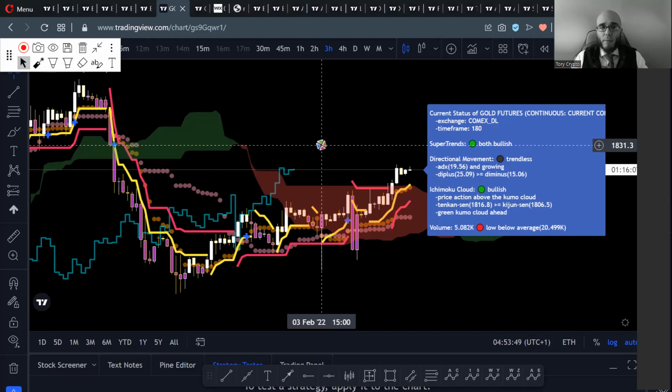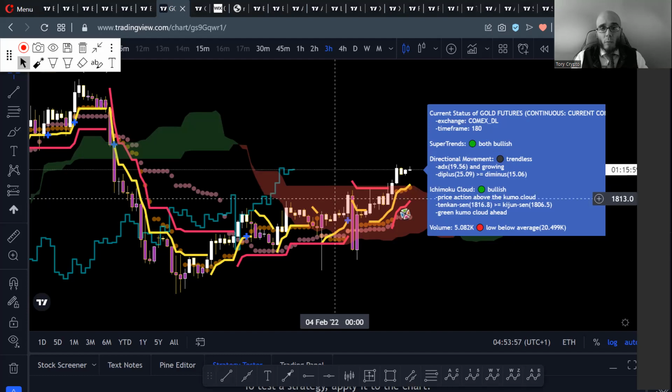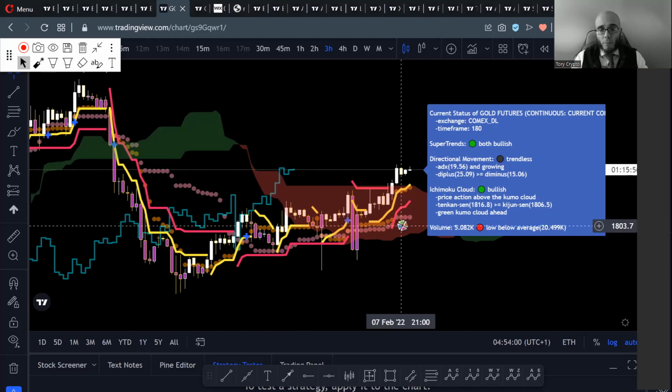So I want high probability trades, and to get that, I need Ichimoku for my entry and exit points, but I also need Elliott wave to confirm the outlook.